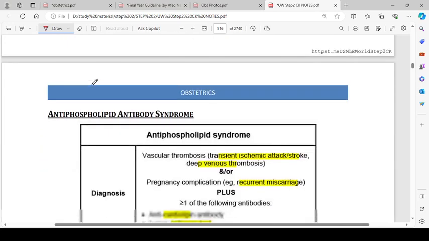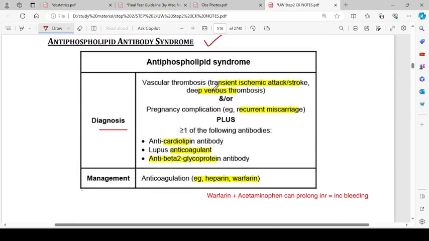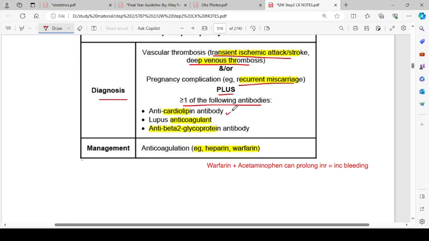Then we have antiphospholipid antibody syndrome. It is a hypercoagulable state. So the diagnosis is vascular thrombosis, transient ischemic attack, stroke, deep vein thrombosis, and or pregnancy complication, for example, recurrent miscarriage, plus more than one of the following antibodies like anti-cardiolipin antibody, lupus anticoagulant, and anti-beta-2 glycoprotein antibody.